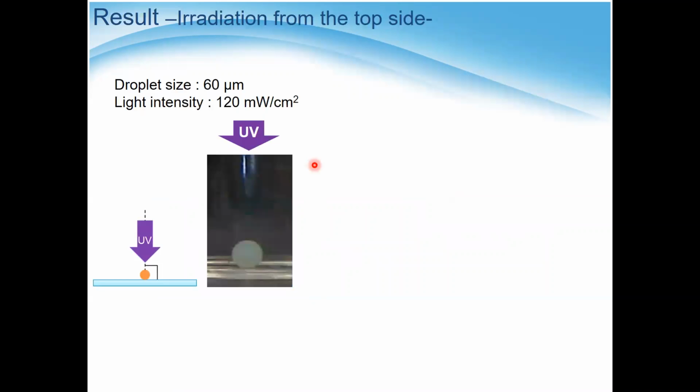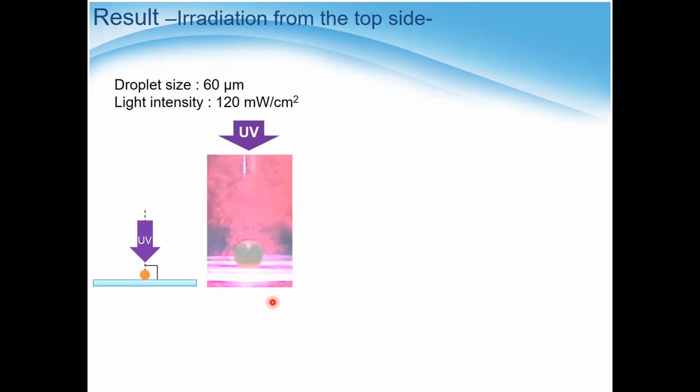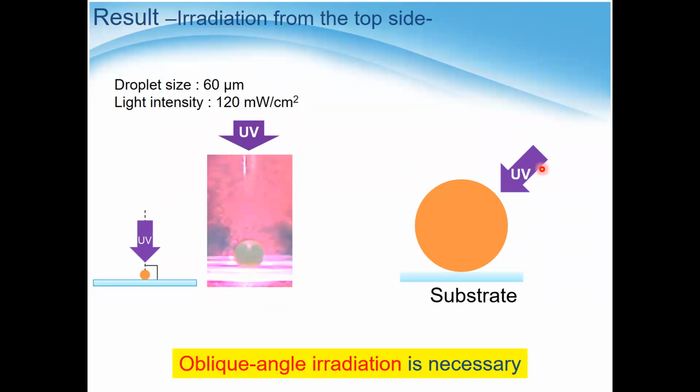And then in the other experiment, we illuminated the UV light from the top side, vertically down to the droplet. In this case, even when the UV light was illuminated, no motion was induced. So it means some sort of angle is necessary for inducing the motion. So possibly some sort of inhomogeneous surface tension must be induced.